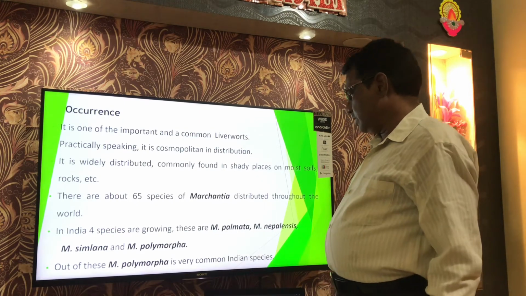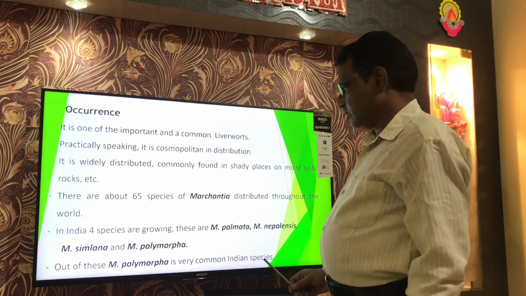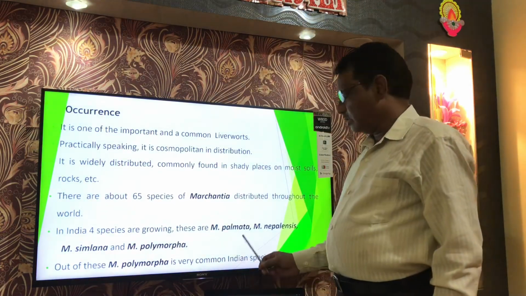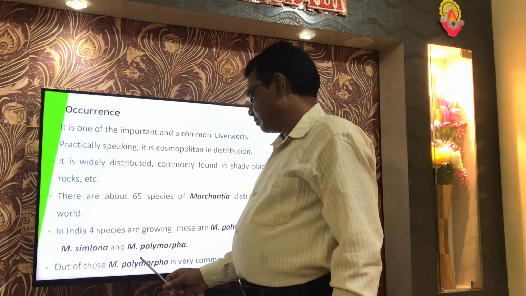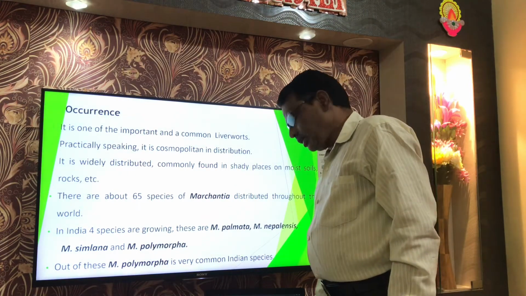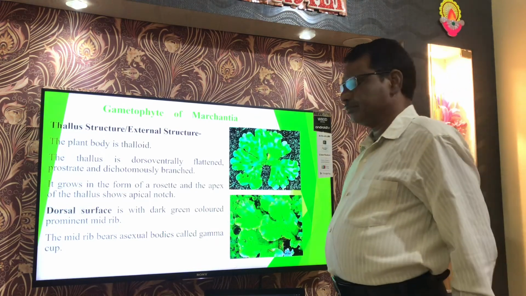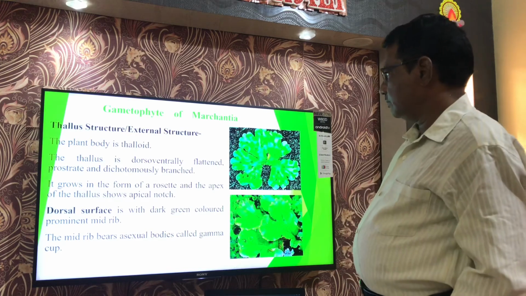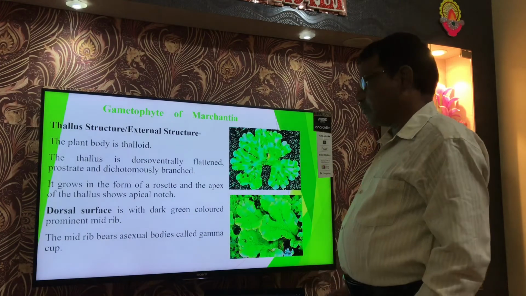These 4 species are Marchantia palmata, Marchantia nepalensis, Marchantia simlana, and Marchantia polymorpha. Out of these species of Marchantia, Marchantia polymorpha is a very common Indian species growing throughout the Indian continent. Then, structure of the gametophytic thallus, or the external morphology of the gametophyte of Marchantia.